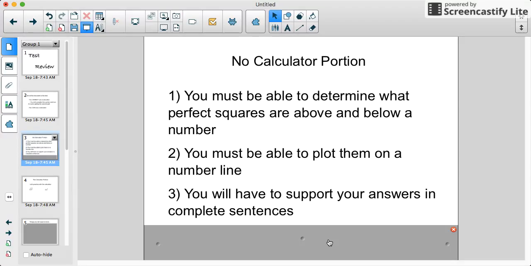You will have to support your answers in complete sentences. Complete sentences start with a capital and end in a period. They do also have to have reasoning and supports to what you had determined for the answer.